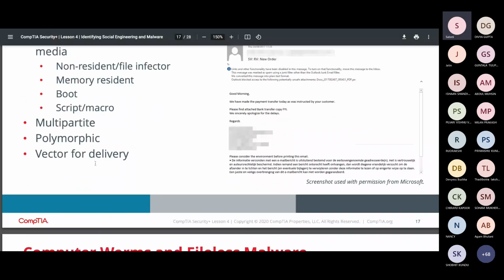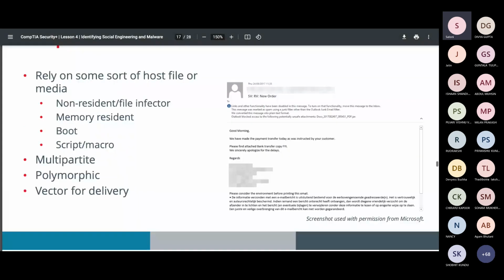In addition to these classifications which we have studied, non-resident, file infector, memory resident, boot, and script, we have multi-partite. This is used for viruses that use multiple vectors, many different vectors. Then polymorphic is for viruses that can dynamically change or obfuscate their code to evade detection. They are not detected, and they just keep doing their work.